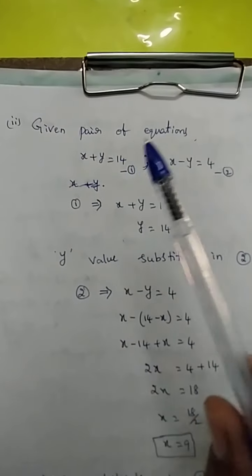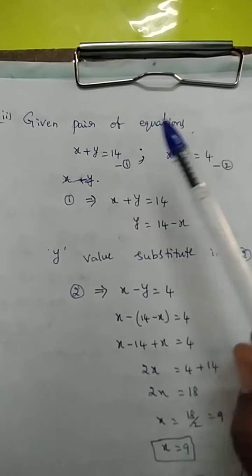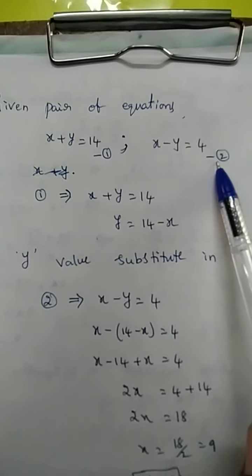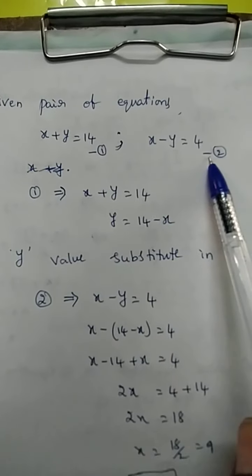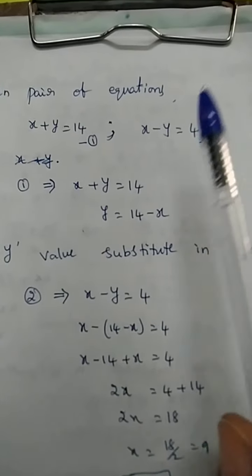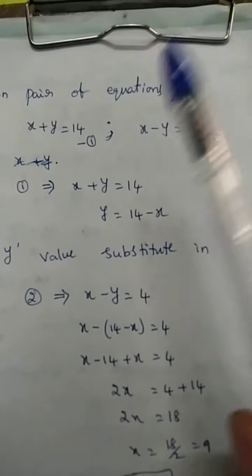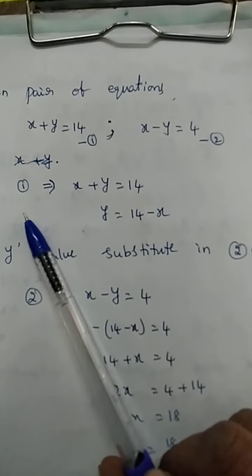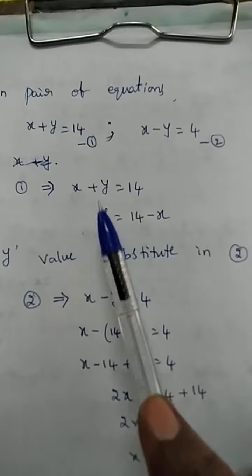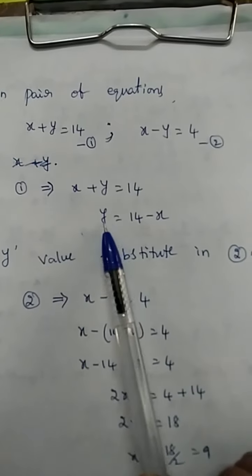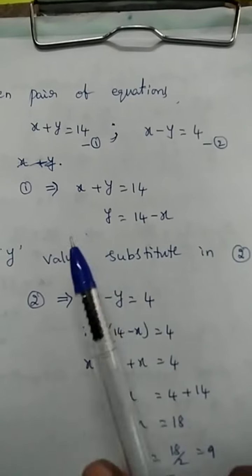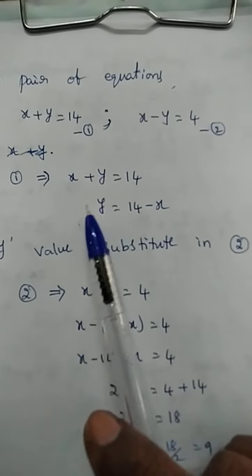Coming to the second example, the second question, the given pair of equations are x plus y is equal to 14, x minus y is equal to 4. These are the two equations. Here also you can take any one of the two equations to be changed as either x or y. Here I took the first equation as it is, x plus y is equal to 14. Now I change this so that y is equal to something, but in the previous problem x was equal to something. Here I change the expression into y.